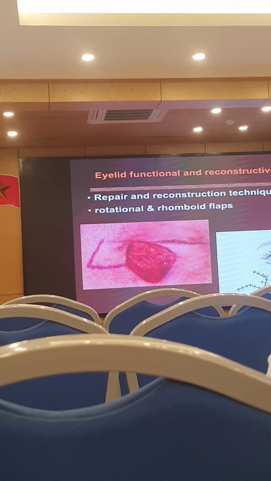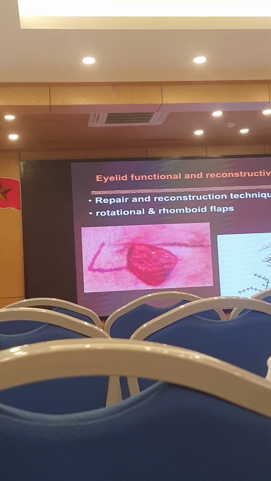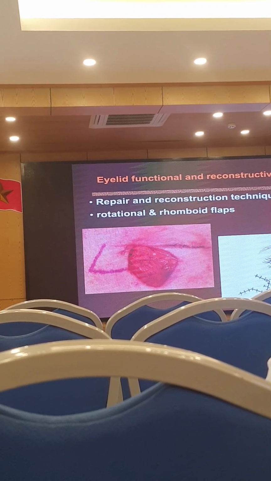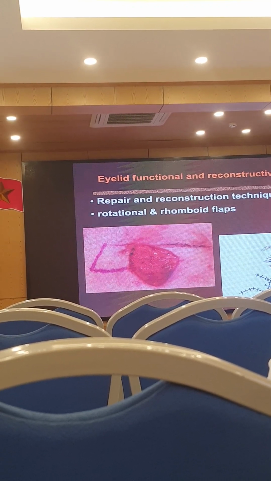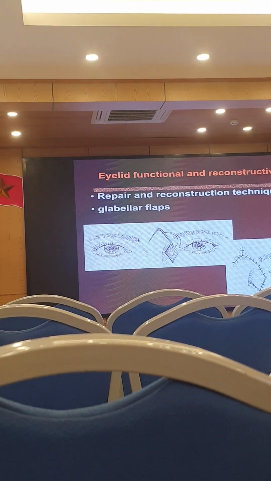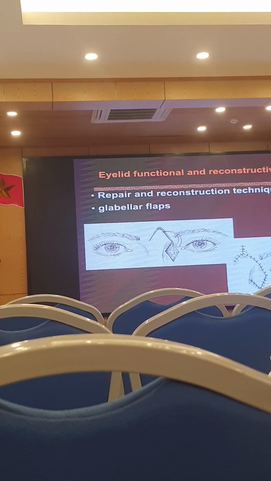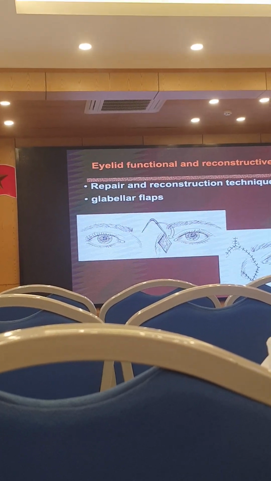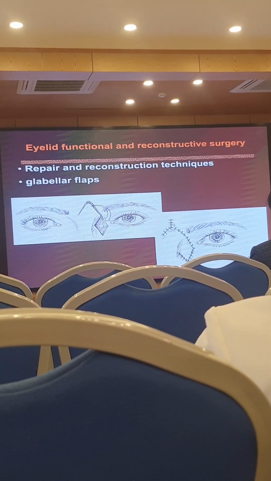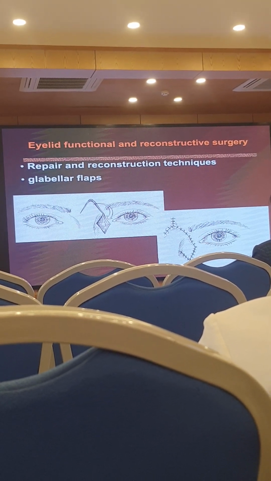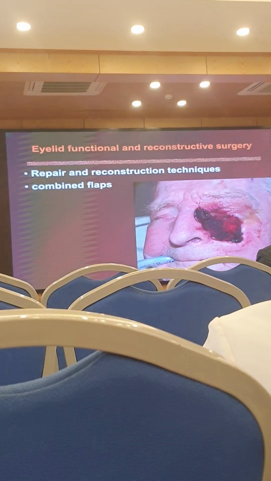There are various flap techniques, rotational flaps, sliding flaps, rhomboid flaps, different types of W plasties and Z plasties that can be used to reconstruct areas. And this is called the glabellar flap, where you take tissue of the central forehead and you rotate that down into position to reconstruct a medial canthal defect. This is often used for a medial canthal basal cell carcinoma.